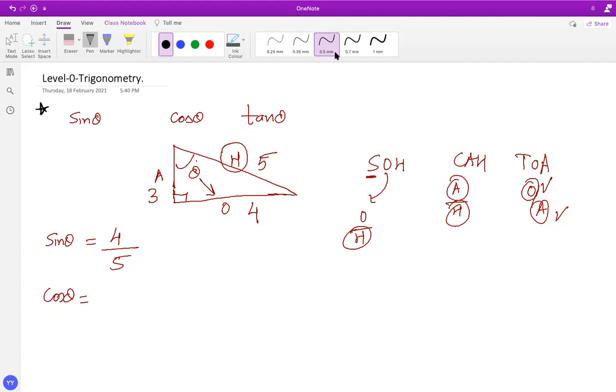Cos theta is going to be the adjacent side of the angle, which is this side. That length is 3 and the hypotenuse is 5. The last one is the tan ratio. Tan theta is opposite over adjacent, which is 4 over 3. This is how you define the ratios.